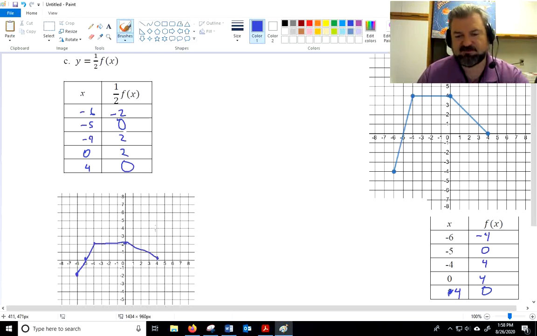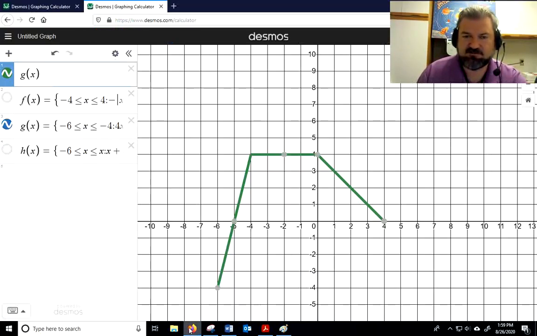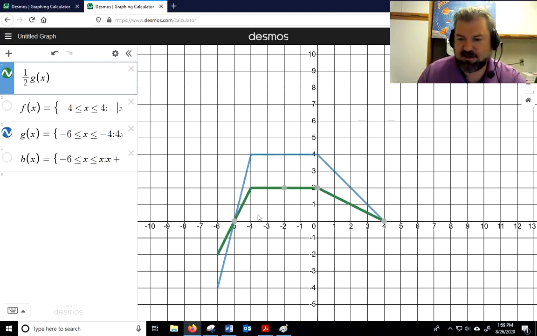Still has the same x-intercepts, but it's been shrunk vertically. Let's take a look at that one. So you can see that effect there. And I can make them even smaller and smaller and smaller, but it's never going to change those x-intercepts. It's just getting more and more compressed vertically.